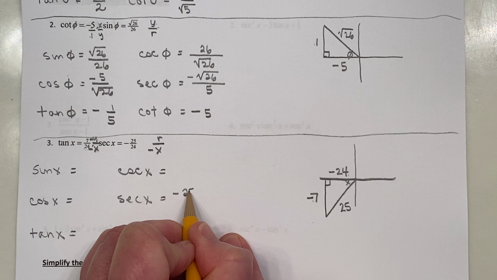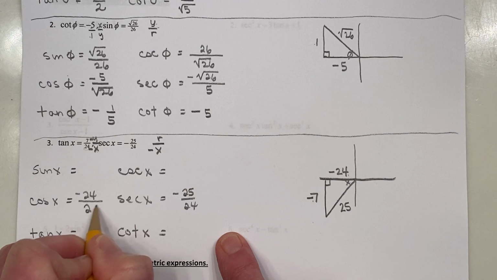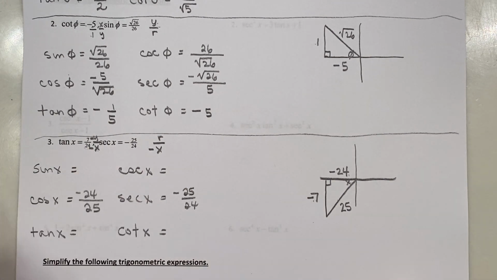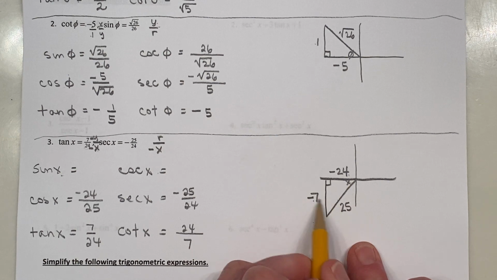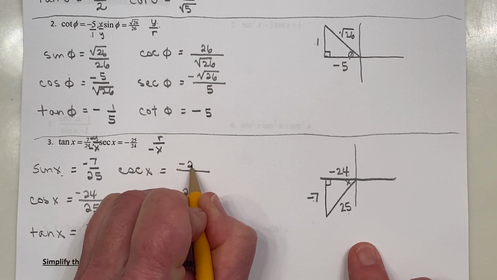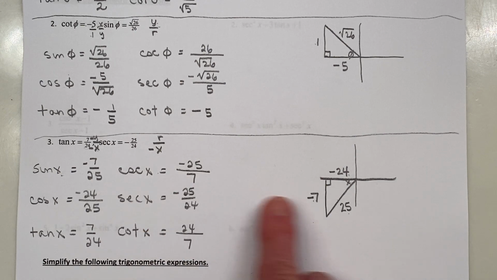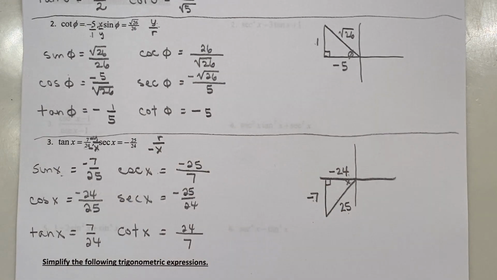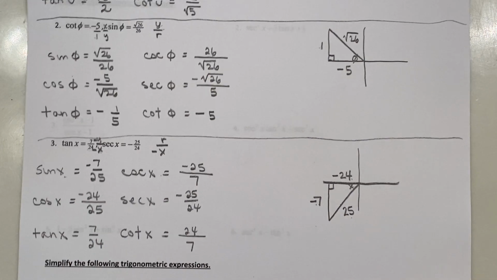Secant is negative 25 over 24, so I'm going to go ahead and reciprocate. What else do I know? Tangent is 7 over 24, so let's reciprocate here. The only things I have to find are sine and cosecant. Sine is opposite over hypotenuse, and then we'll reciprocate. For the purpose of the answers right here, it doesn't matter where the negative goes. Even though we know 25 is positive, it doesn't matter. So we used right triangles to help us find remaining trig functions given certain conditions.